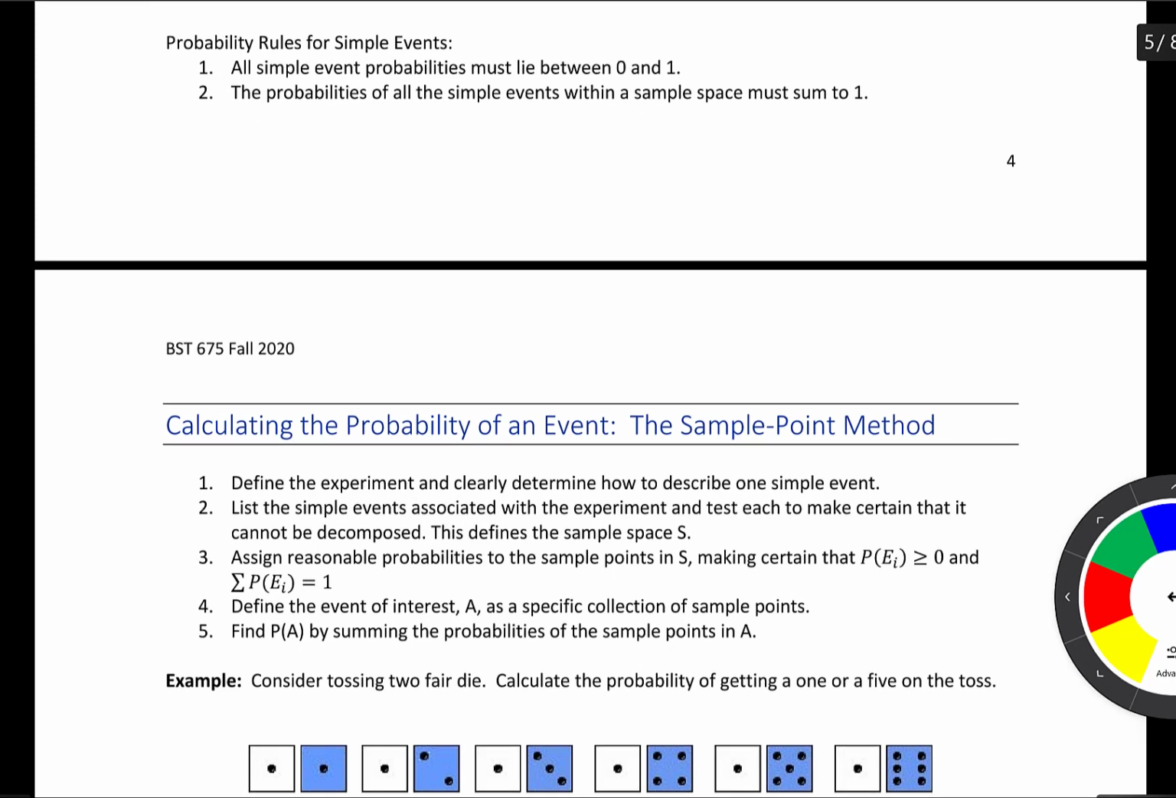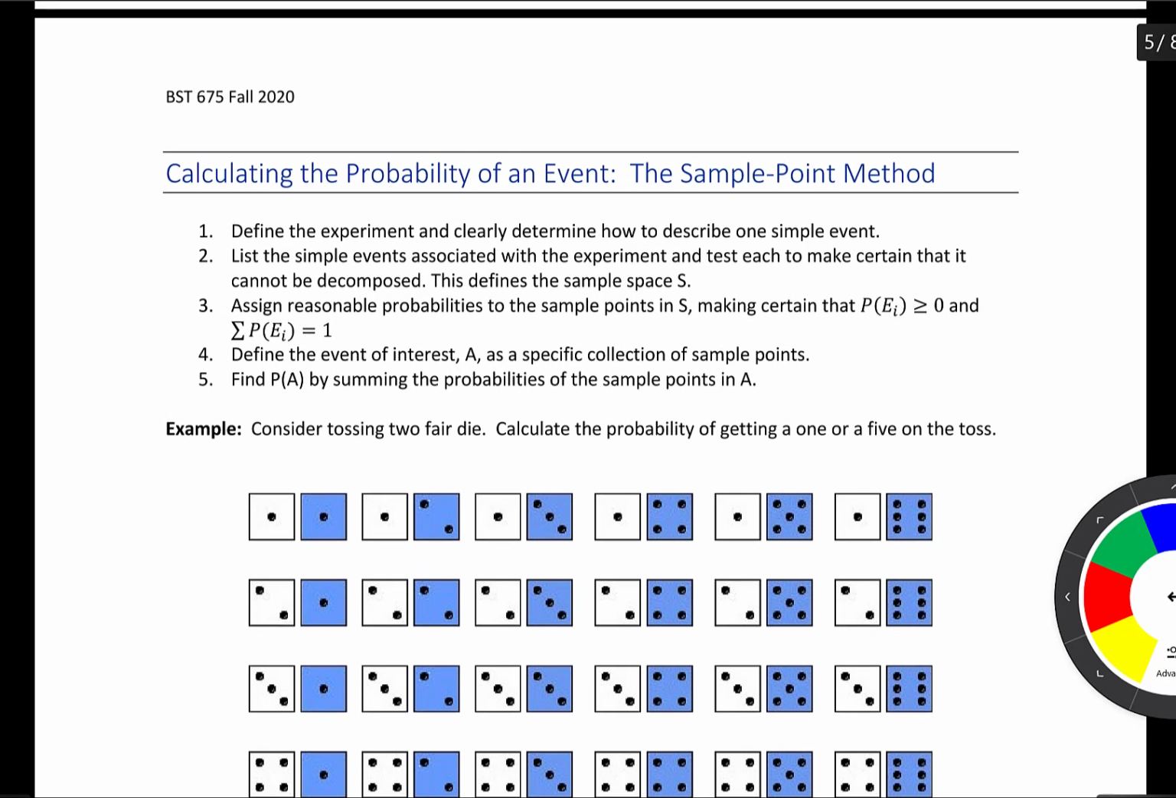All right, so let's look at a concrete example here to see what was going on up above. So here's how we could calculate the probability of an event, and this is what's called the sample point method. And so the idea here is we define an experiment and clearly determine how to describe one simple event. We list the simple events associated with the experiment and test each to make certain that it cannot be decomposed. This is going to define our sample space.